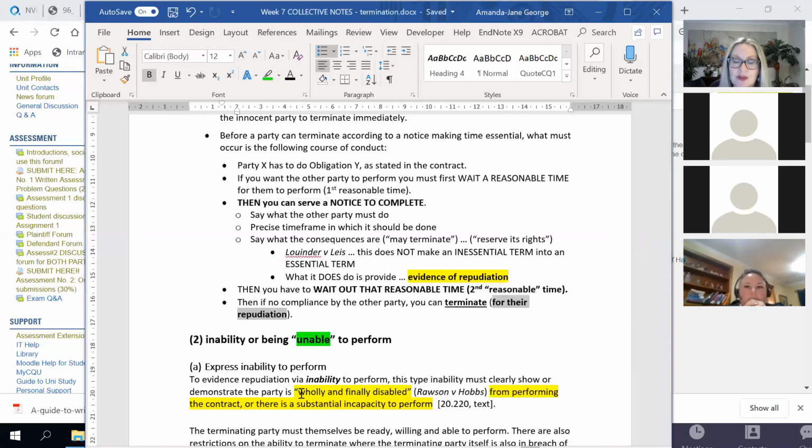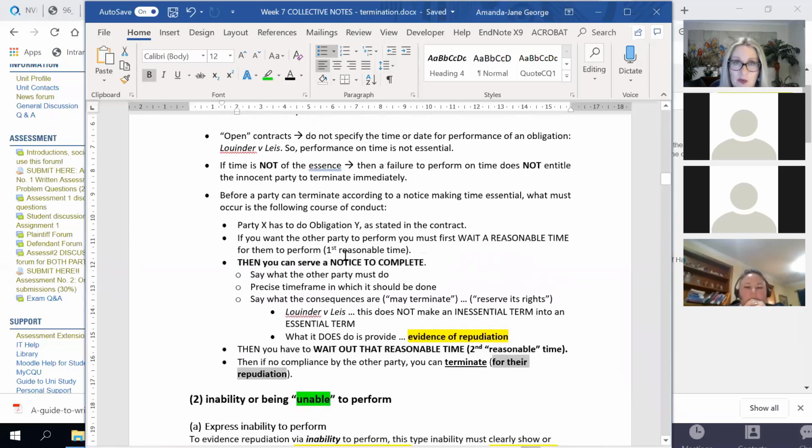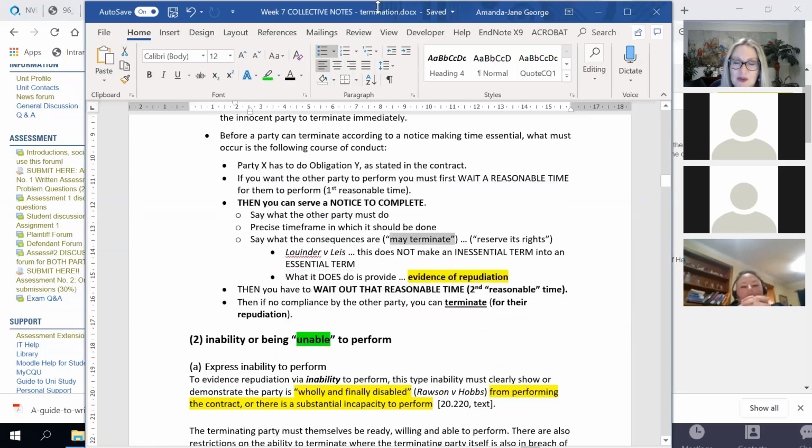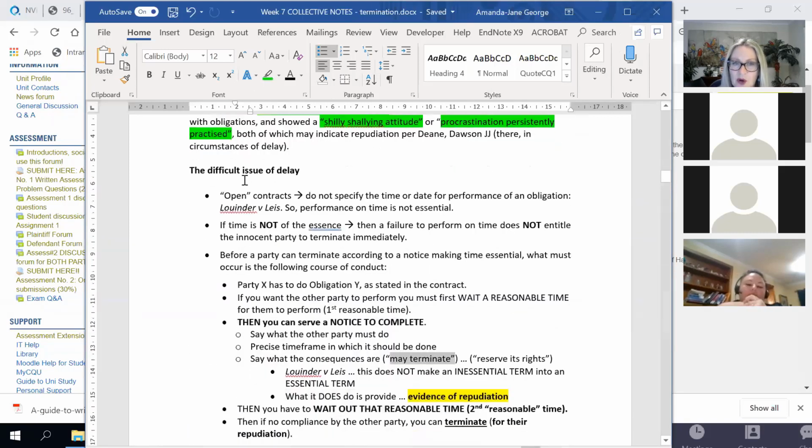You have shown them you are darn serious about performing this thing, whatever it is they've got to do. You've waited a first reasonable time. You've waited a second reasonable time. And they still haven't done what you've asked. Therefore, they're repudiating is your inference. Okay? Because you've made it clear you'll terminate if they don't do what they're meant to be doing. So that is the difficult dance where you have an open contract.